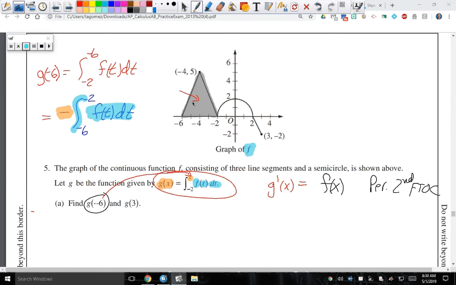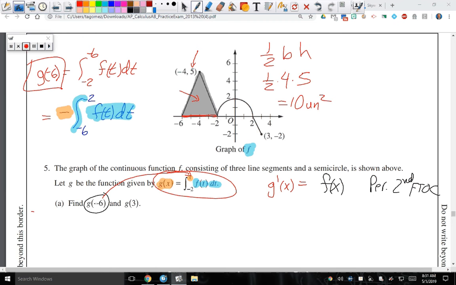10 units squared. Say again? 10 units squared. So it's 1/2 times base times height. The base is from negative 2 to negative 6, which is 4, and the height looks to be 5 because of that y value there. So you get 20 divided by 2, you get 10 units squared. That's the area. And this area represents the y value at negative 6 on g.